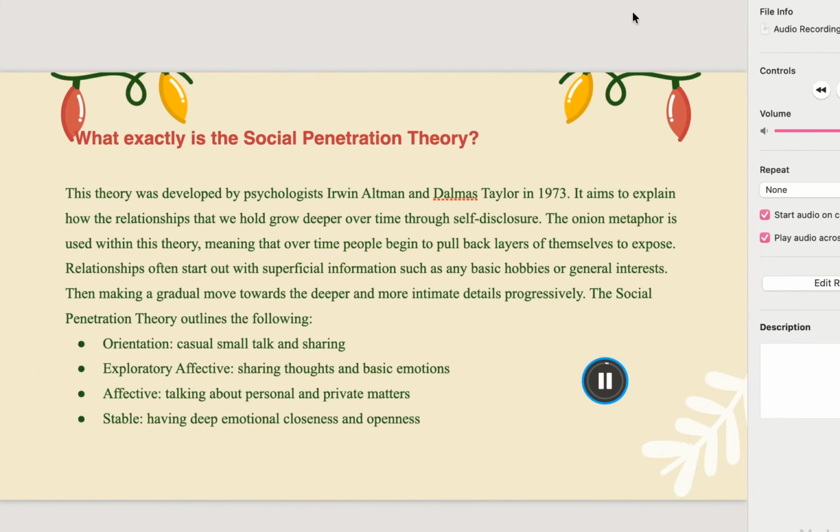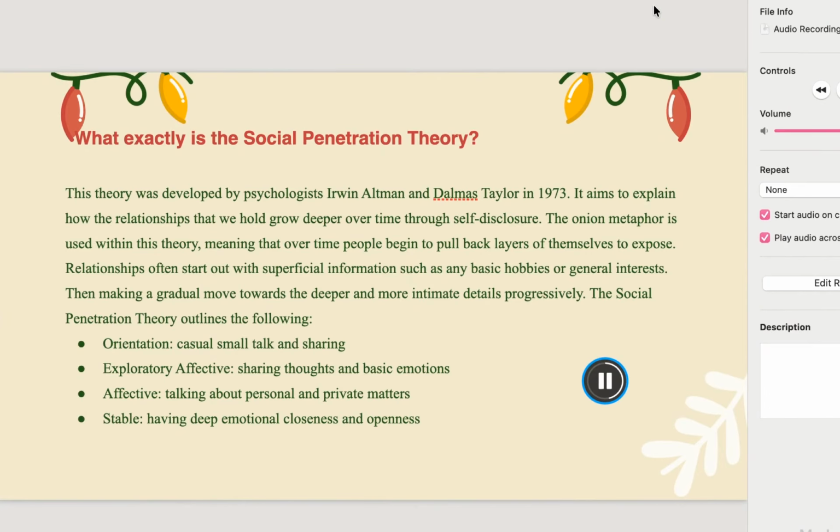So what exactly is the social penetration theory? Again, this theory was developed by two psychologists, Irwin Altman and Dalmas Taylor, in 1973, and it really aims to show how the relationships that we hold grow deeper over time, and this is through the act of self-disclosure. The onion metaphor is something I'm going to be talking about a lot within this theory, meaning that over time people begin to pull back layers of themselves to expose, just as an onion would to its core.